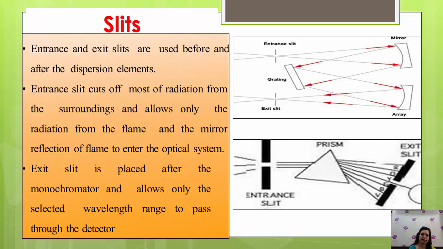Entrance and exit slits are placed before and after the dispersion of the elements. The entrance slit cuts off most of the radiation from the surrounding and allows only the radiation from the flame and the mirror reflection of the flame to enter into the optical system. The exit slit is placed after the monochromator, which allows only the selected wavelength of radiation to pass through to the detector unit.